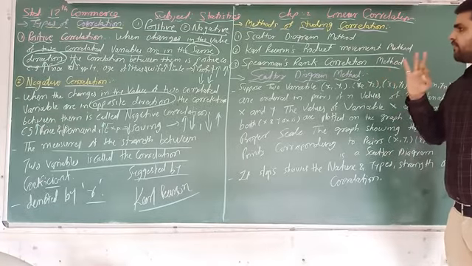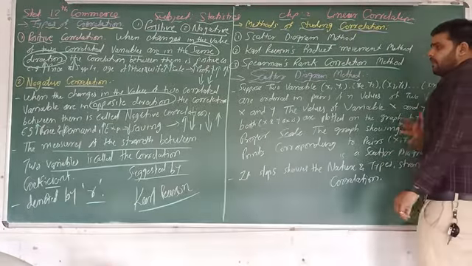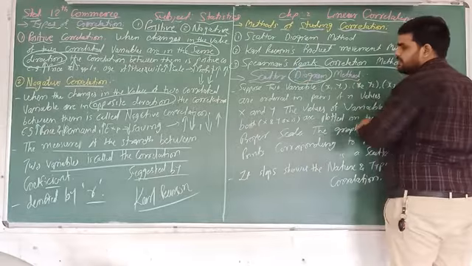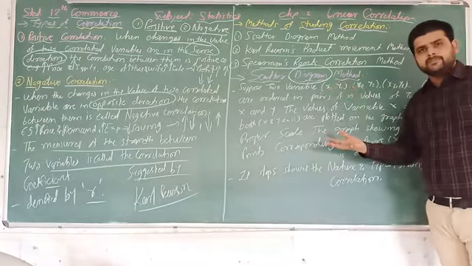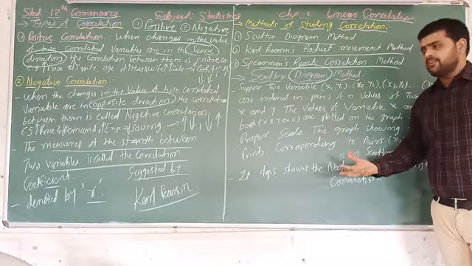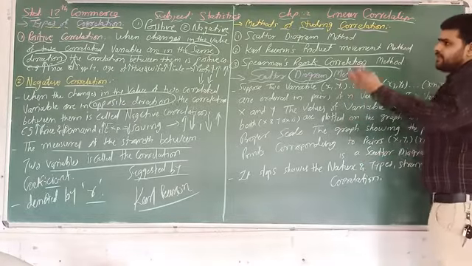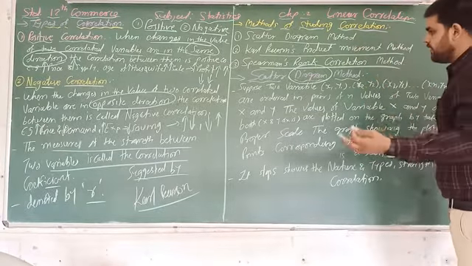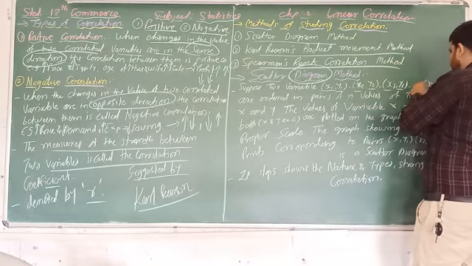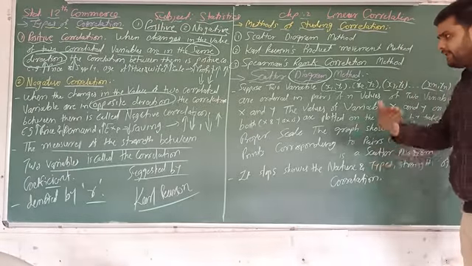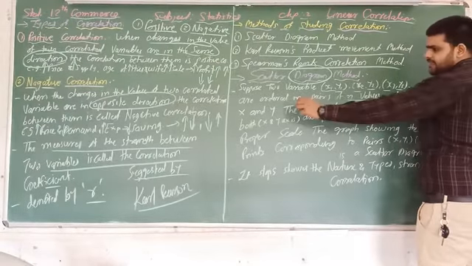So here the first method is the scatter diagram method. In this method, we find out correlation with the help of a diagram, that means with the help of a graph. Suppose two variables, as we discussed, we have to check the relation between two variables. So suppose the values are x1 y1, x2 y2, x3 y3 up to xn yn, ordered in pairs of n values of two variables x and y.